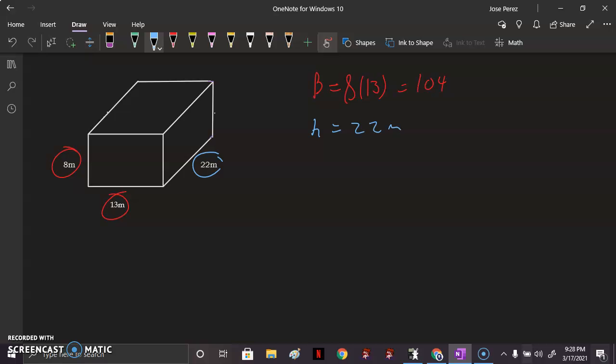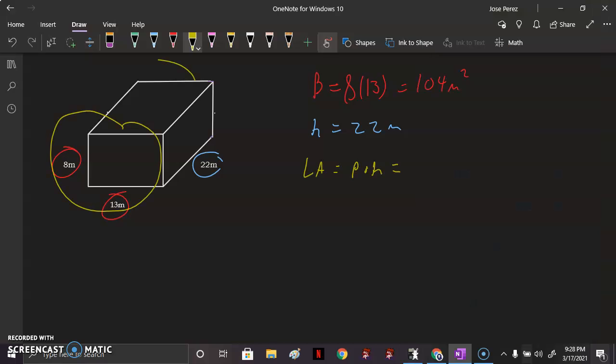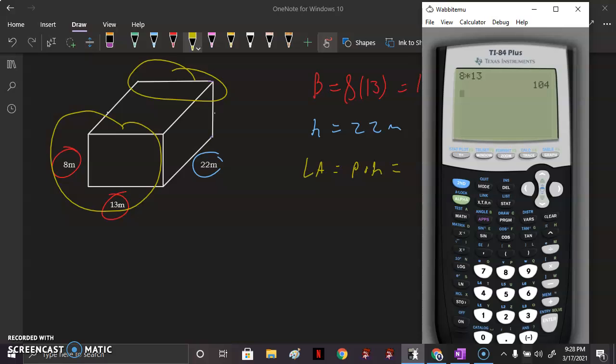And let's include the meters as well. And 104 meters squared because it's a base. It's squared because meter times meter is meter squared. And after that, we have the LA, which is perimeter times the height. And what is it? Well, if we add both of these sides, 8 plus 13, there's this side and there's this side. So it'll be 8 plus 13 plus 8 plus 13, and we get 42.